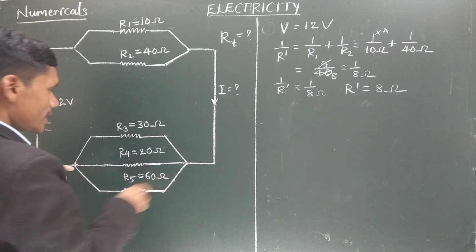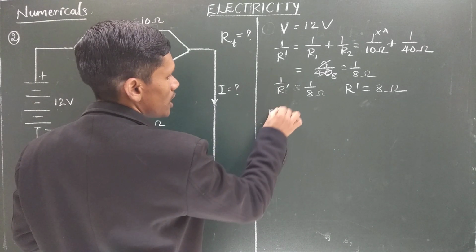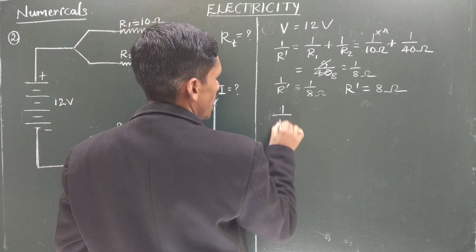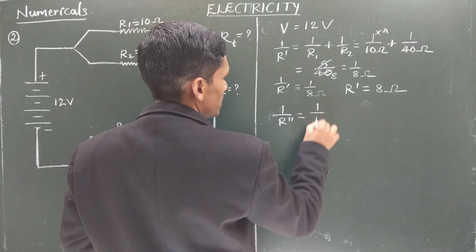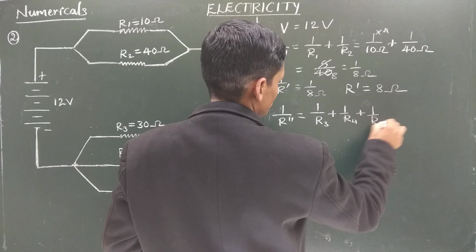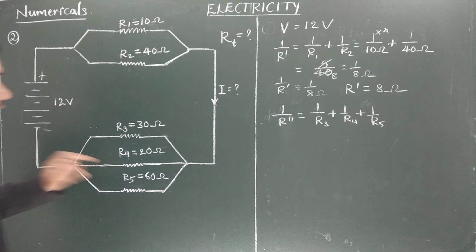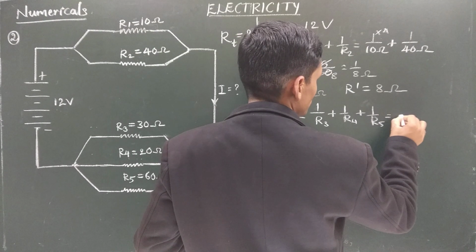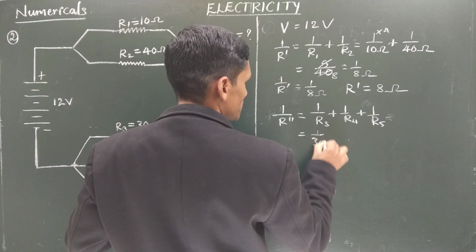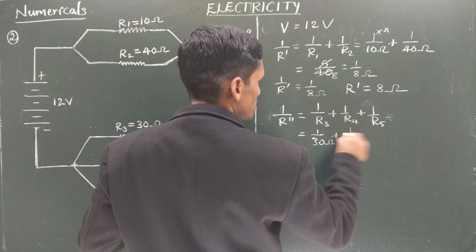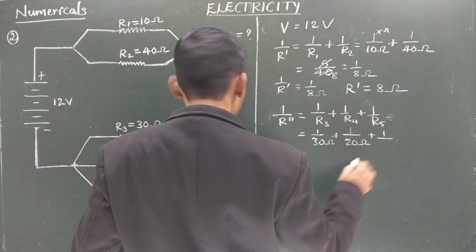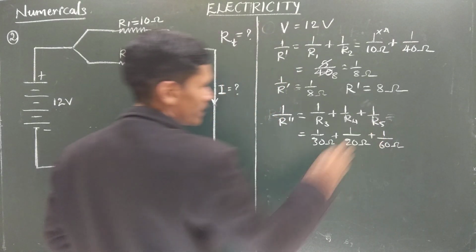Let us take this equivalent resistance as R double dash. R double dash, if you take, we will get like this: 1 by R double dash equal to 1 by R3 plus 1 by R4 plus 1 by R5. R3, R4, R5. Let us substitute those values now. 1 by R3, R3 is 30 ohm, plus 1 by R4, it is 20 ohm, plus 1 by 60 ohm, R5.